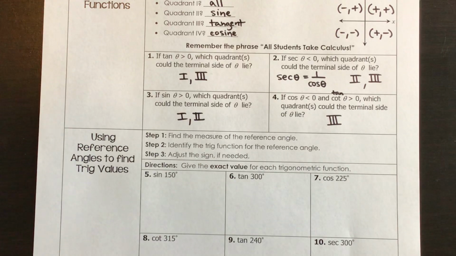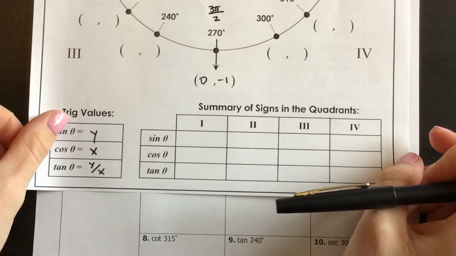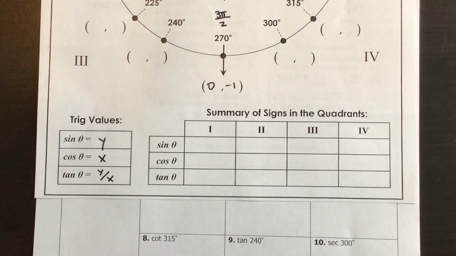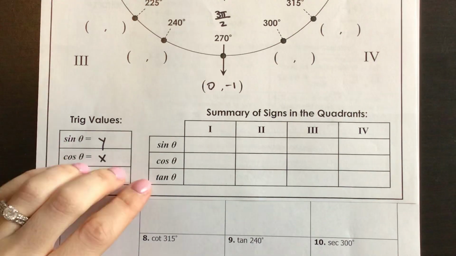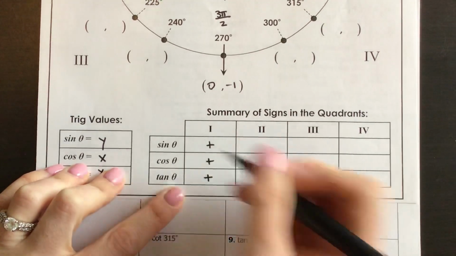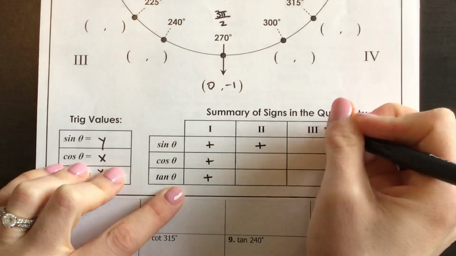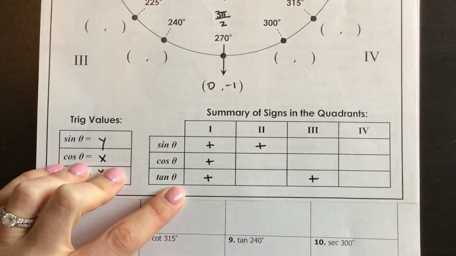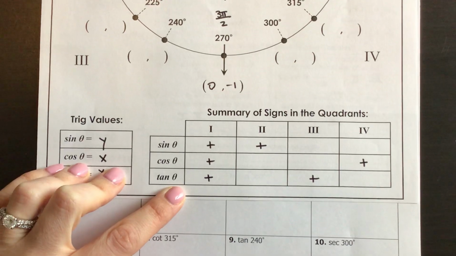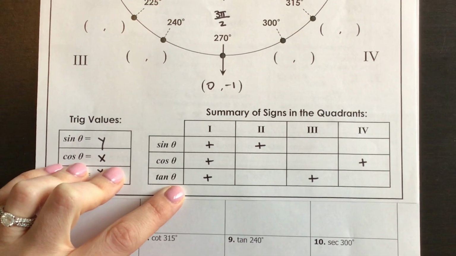So these guys right here, if we are looking at this bottom one right here, we're going to start by filling this in. This is a summary of what we just did on the previous page. In quadrant 1, everything is positive. All 3 of them are positive. So "all," and then "students," which means sine is positive. "Take," which means tangent is positive. "Calculus" means cosine is positive. Those are the positive ones.